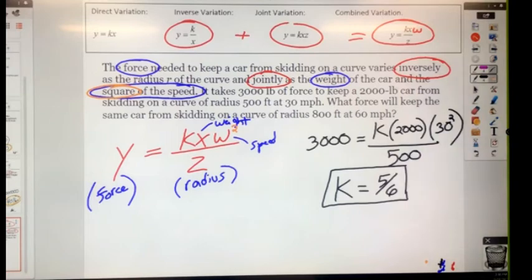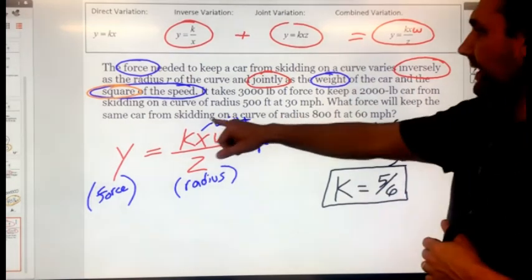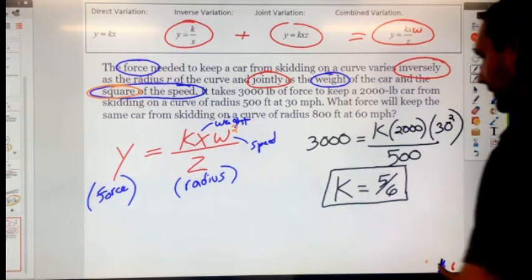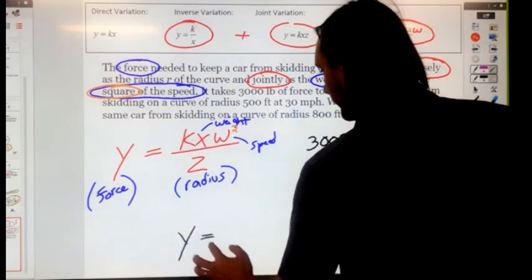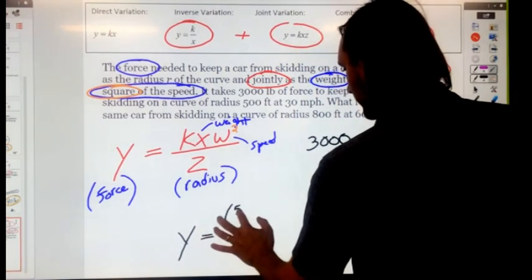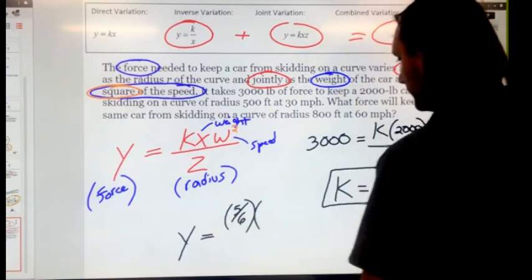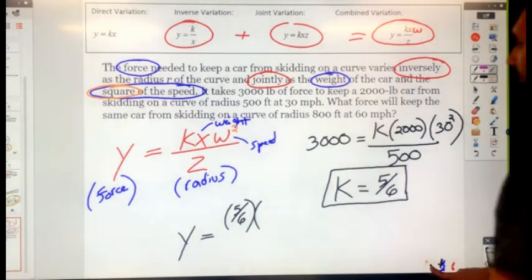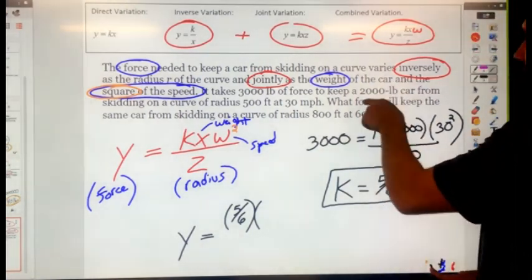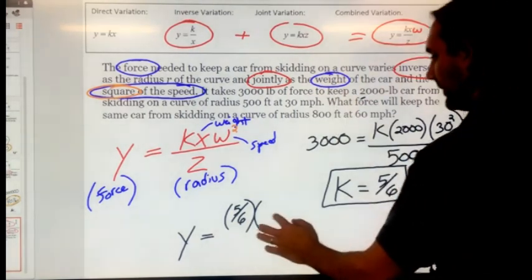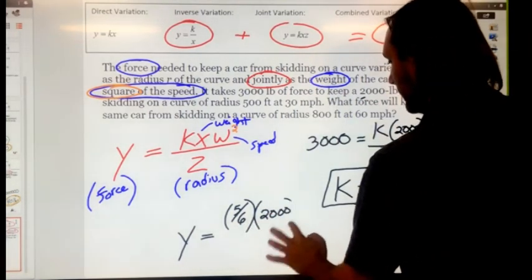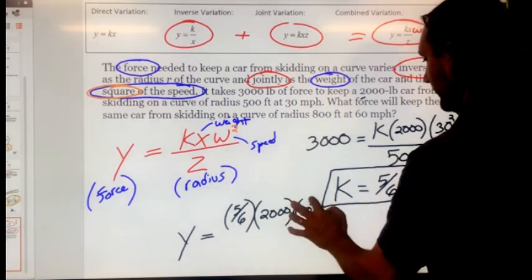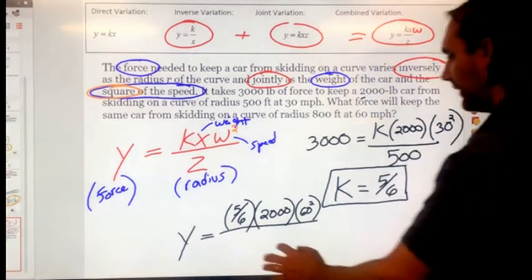Now, let's solve the problem. Now that we know K, what force would keep the same car from skidding on a curve of radius 800 feet at 60 miles per hour? So I need the force, so it's y equals, I know K now, that's 5/6. What's going to be my weight? Notice it does say the same car, so it's going to be the same weight, 2,000. How fast is it going? 60 miles an hour, and then you just square it. All over the radius of 800.